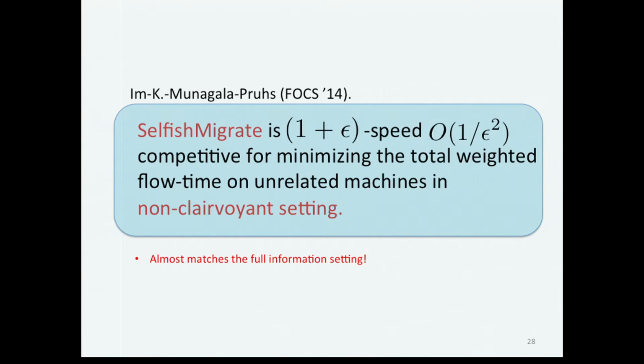But there is one important difference. Here, the migration is necessary. Someone was asking me this before. So here, the migration is necessary, and without migration, you can't achieve any meaningful guarantees. Okay, so this algorithm actually reassigns jobs over the course of its execution.